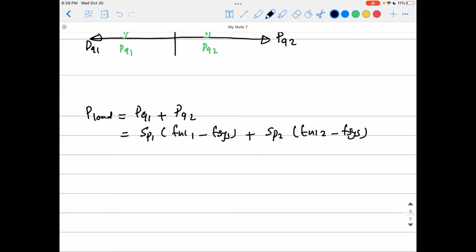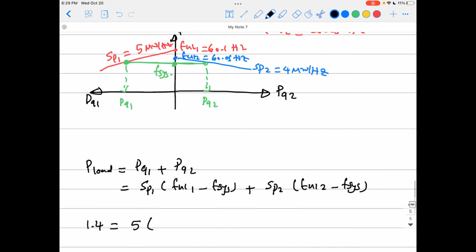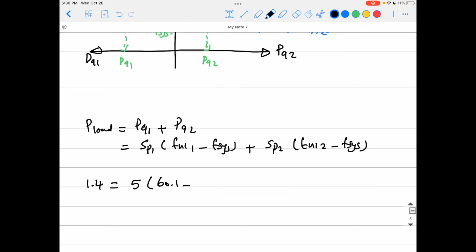And write down what you have from those. P load equals 1.4 megawatts. So I will not multiply by 10 to the power 6, because I will just hold all the powers here to be megawatt, and that's good. The slope of the first one is 5 megawatts per hertz, so it's 5, multiplied by the F no load frequency of 1, which is 60.1, minus F system, which is required, plus SP2, which is 4, multiplied by its own no load frequency, 60.05, minus the system frequency, which is required.